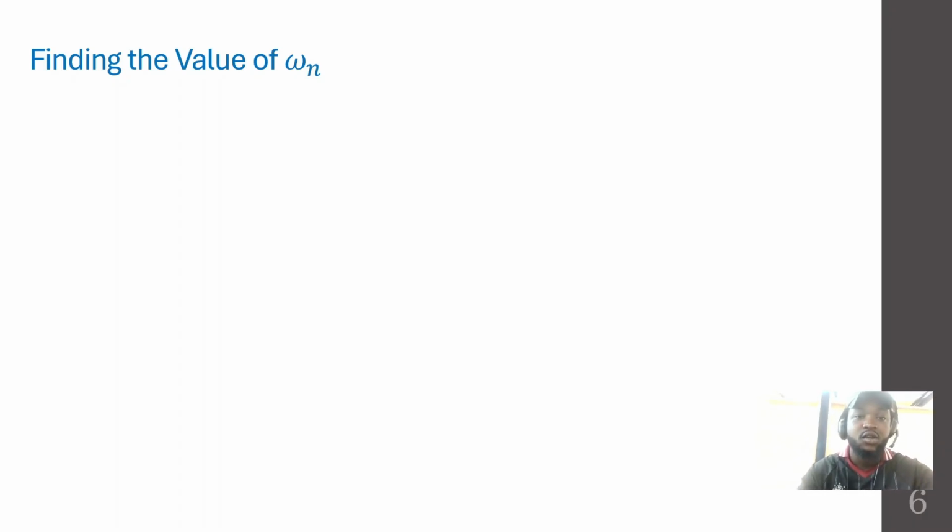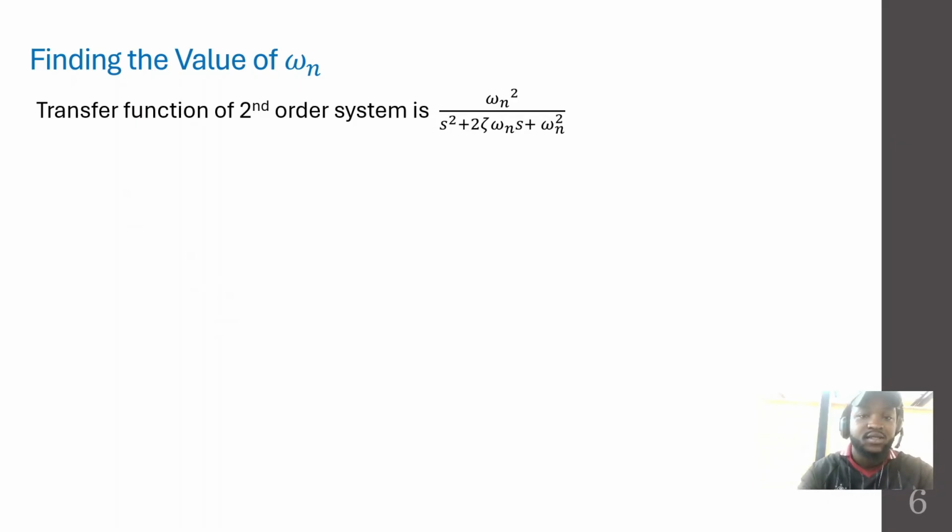So here I find the value of omega n. So the transfer function of the second order system is omega n squared over s squared plus 2 zeta omega n s plus omega n squared, where omega n stands for the undamped frequency.